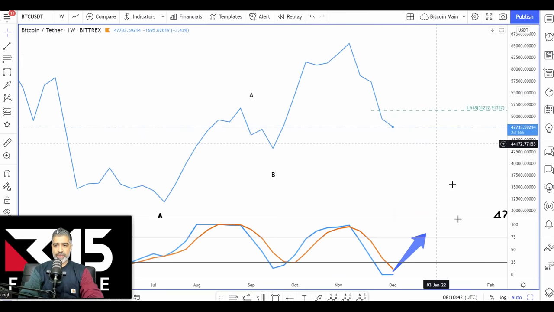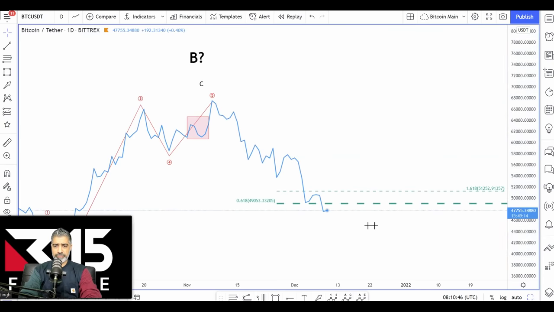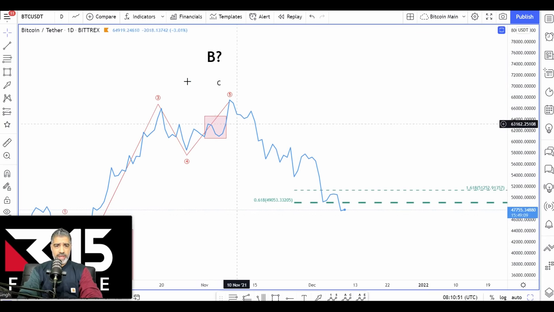So I'm going to go back into a daily chart. I'll keep that in the top right hand corner. This is TradingView, by the way. The software is called TradingView. And here, I'm just going to quickly redo this here.